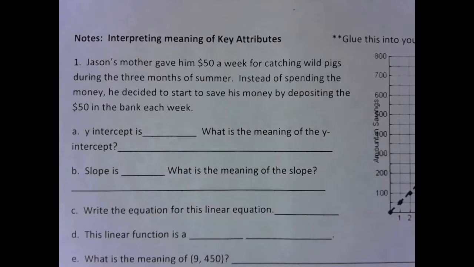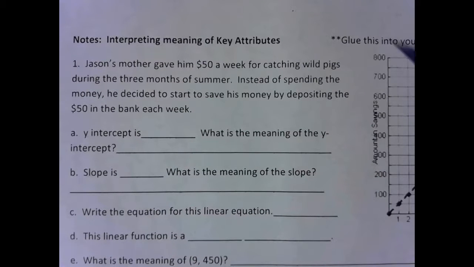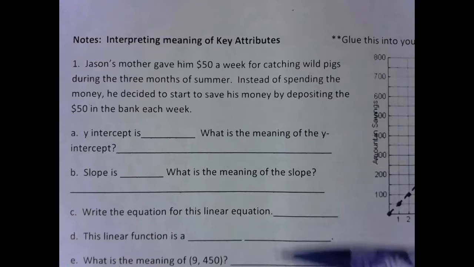We're going to talk about interpreting the meaning of key attributes of graphs. Well, what I really mean is when you find the y-intercept or the x-intercept or the slope or a point on a line, what in the world does that really mean? So the best way to teach this is by just doing it. So here's our first example. Make sure you have this paper before we start.